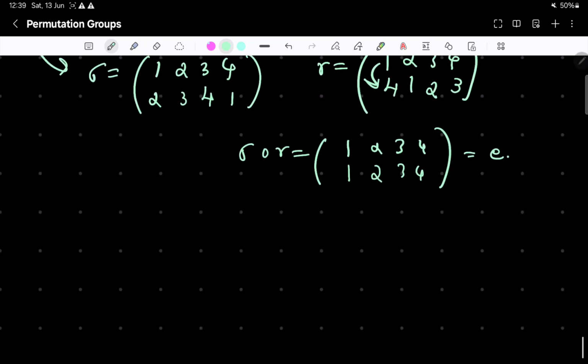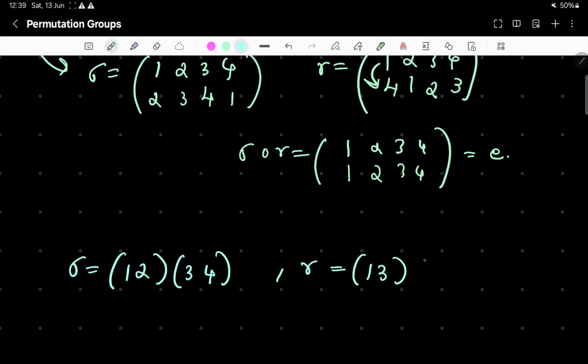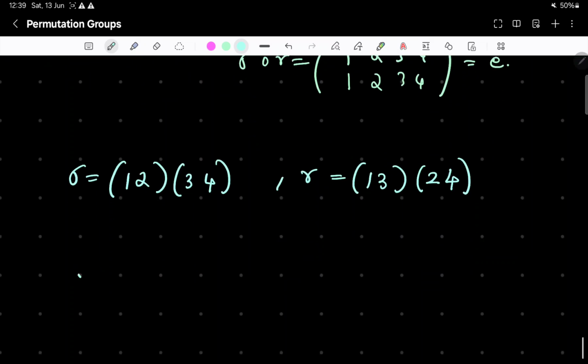Now let's take something else. Let's take sigma is equal to (1 2 3 4), and gamma is equal to (1 3 2 4). What happens? Let's see. So sigma gamma, start from the left side, 1. Now where does 1 go? 1 goes to 3, right? Now when 1 hits 3, go to here. So 3 goes to 4. So you write 4 there.